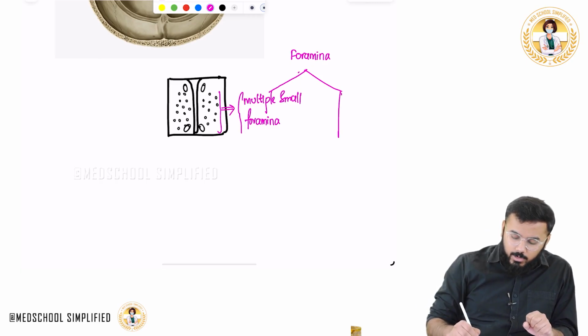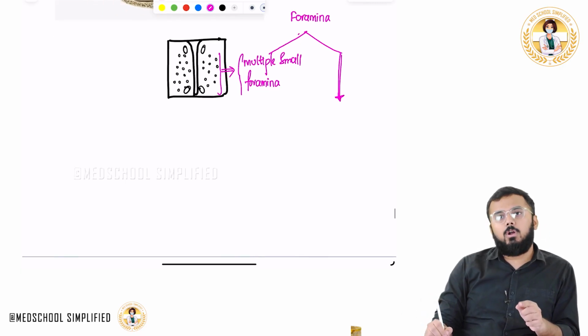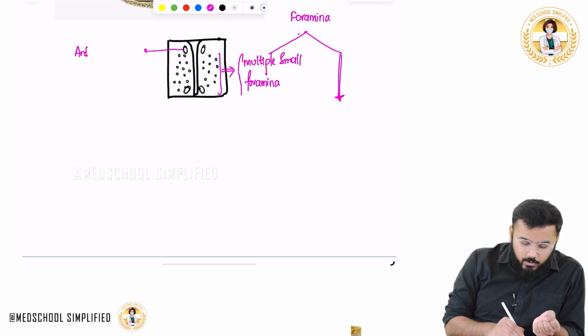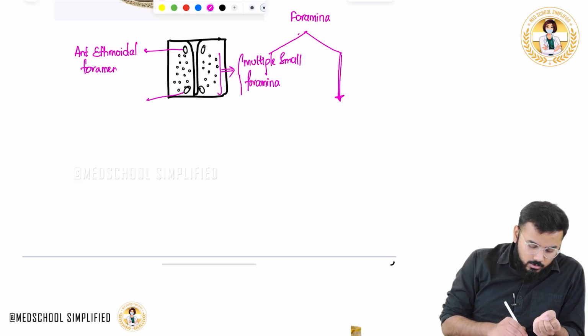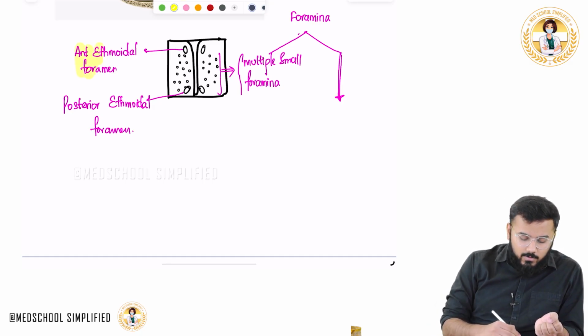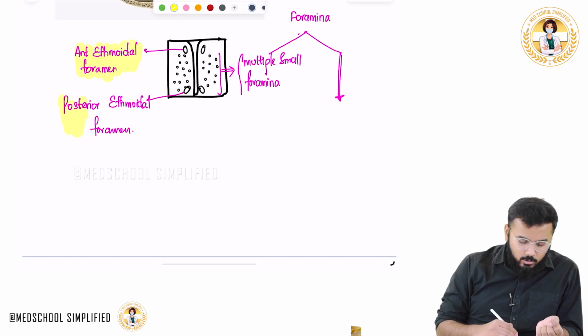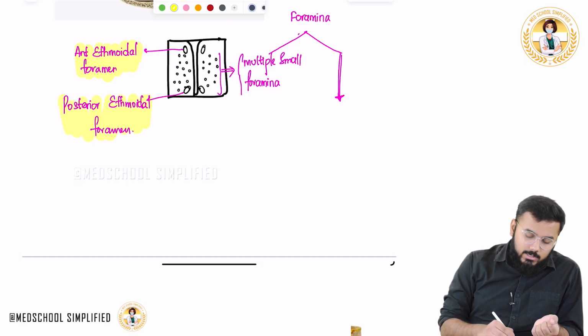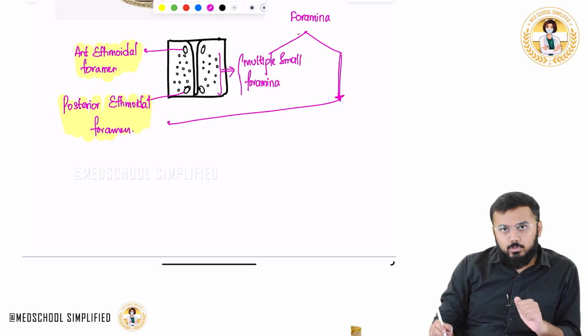After these multiple small foramina, next you have got another group of foramina. See here, this one is called your anterior ethmoidal foramen, and this one over here is called your posterior ethmoidal foramen. So what are the two types of foramina you have got? One is the anterior ethmoidal foramen and the next group is your posterior ethmoidal foramen, on the right side as well as on the left side, right? So the same things you have to write over here, anterior ethmoidal and posterior ethmoidal.